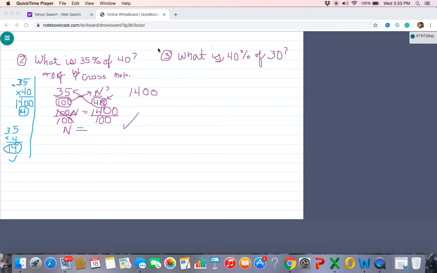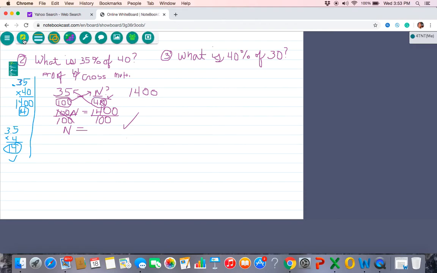So, where we left off was here. Just make sure my tool is working. And what color am I going to use? I'll go back to this purple. We left off with this question here. What is 40% of 30?